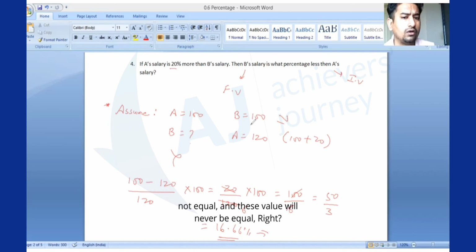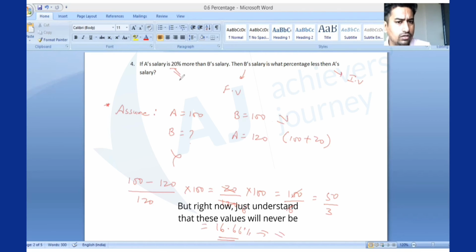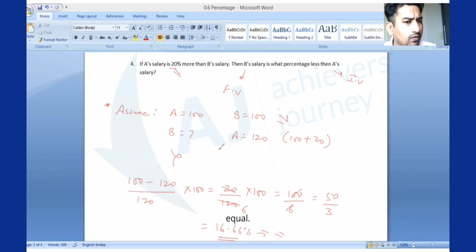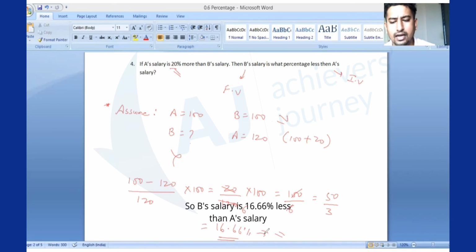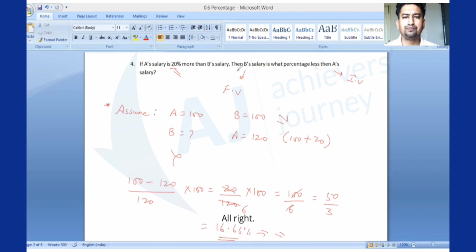These values are not equal, and these values will never be equal. We'll do this in detail in a later part, but right now just understand that these values will never be equal. If A's salary is 20% more than B, B's salary will never be 20% less than A. It will always be a different value. So B's salary is 16.66% less than A's salary. Are we clear? All right.